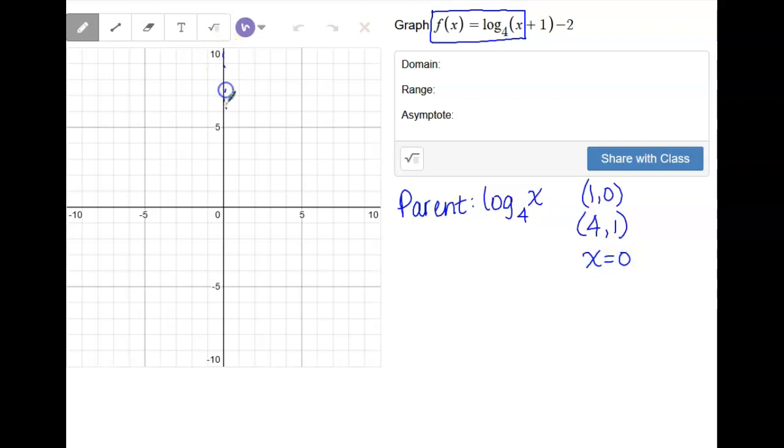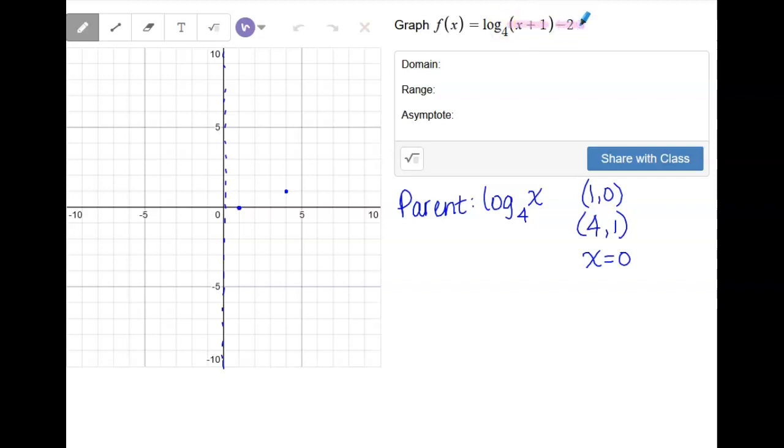Our asymptote, remember, if it's an exponential function, the asymptote goes left to right. If it's a logarithmic function, it's going to go up and down. So the 2 points we're going to go through are (1, 0) and (4, 1). And so we're not even going to graph this right now.